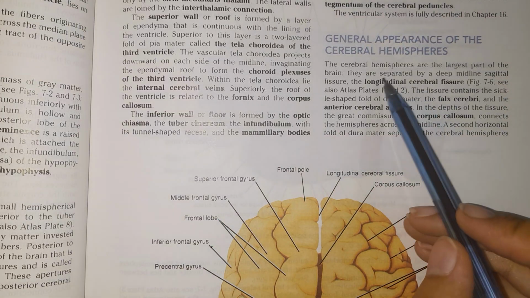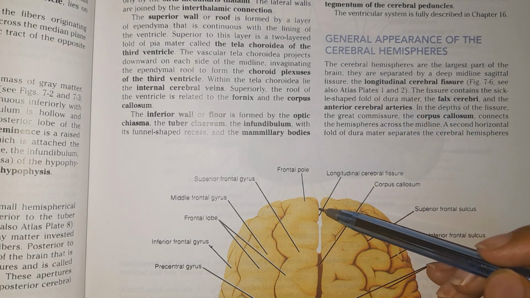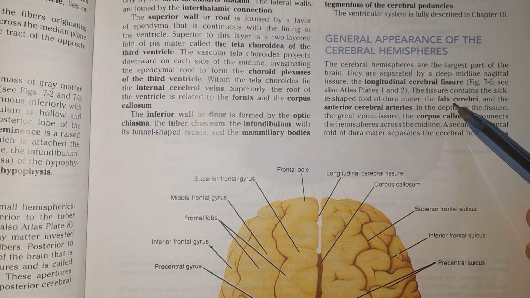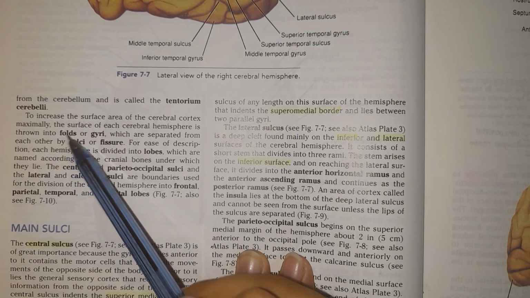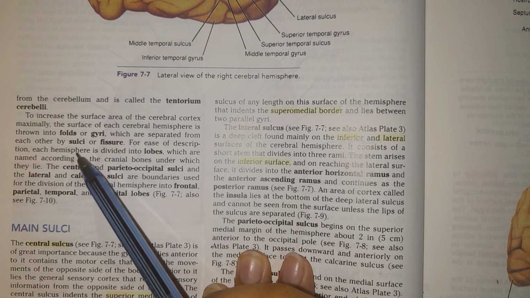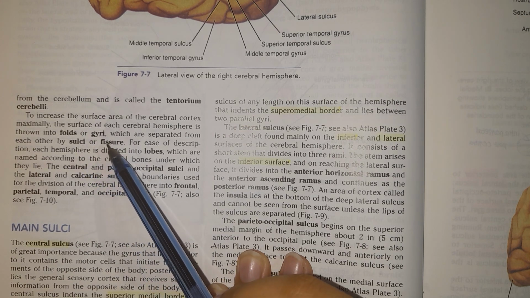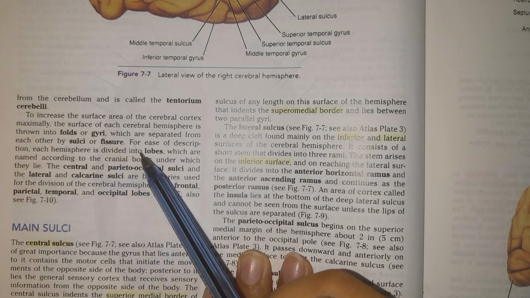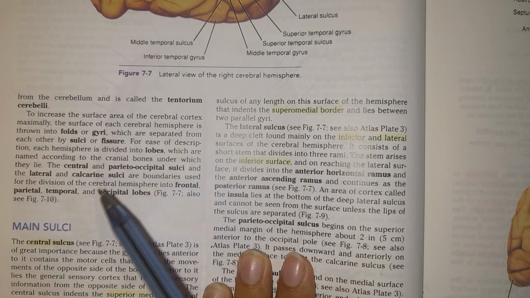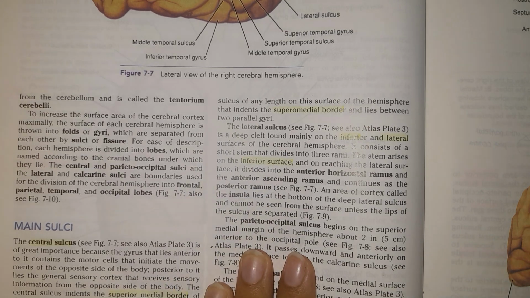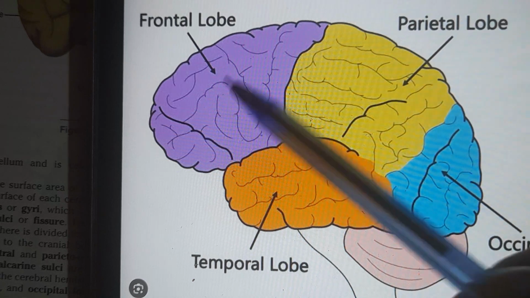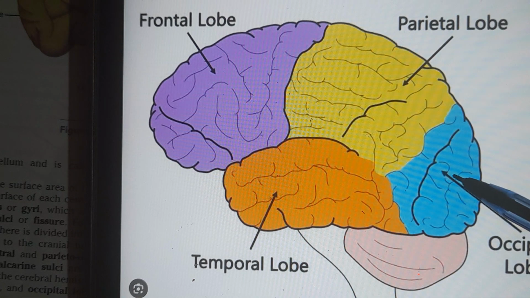So up till now we have discussed the longitudinal cerebral fissure, then the corpus callosum, then the falx cerebri, anterior cerebral arteries, then the second fold, the tentorium cerebelli. After that we have talked about the folds which are known as the gyri, and the slits which are known as the fissures or sulci. Then the whole cerebrum is divided into a number of lobes. There are 4 in number, and these lobes are the frontal lobe, the parietal lobe, the occipital lobe, and the temporal lobe.